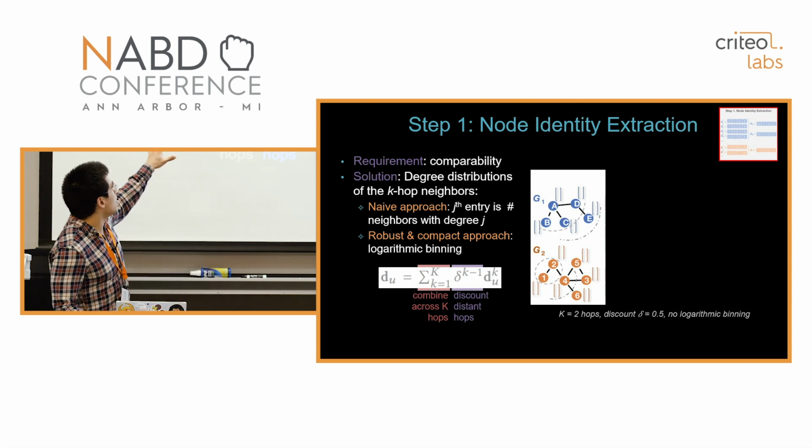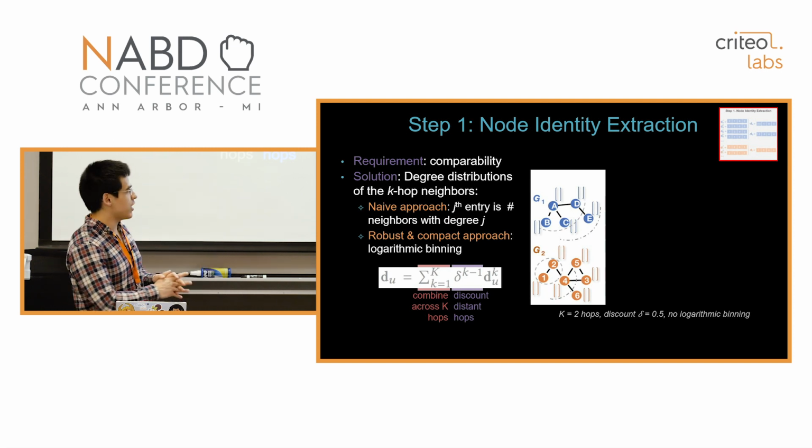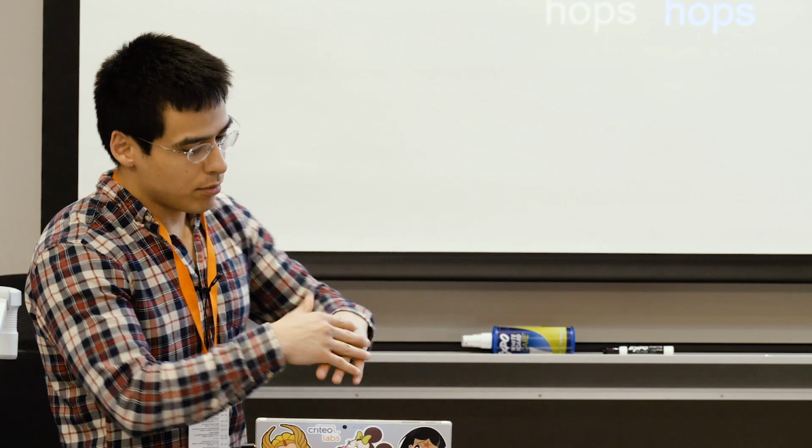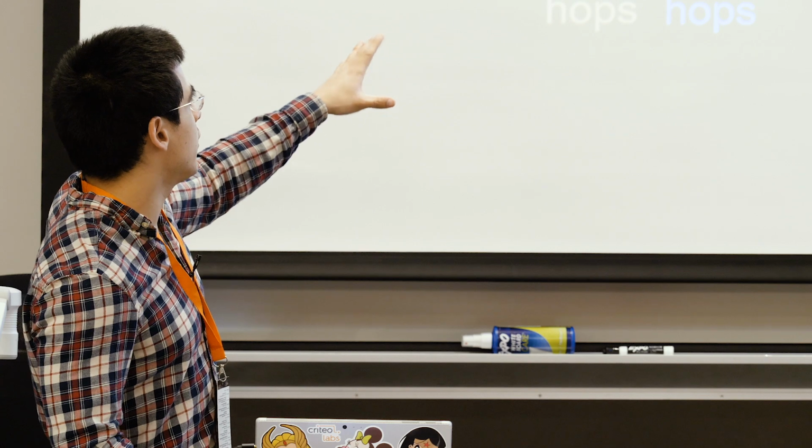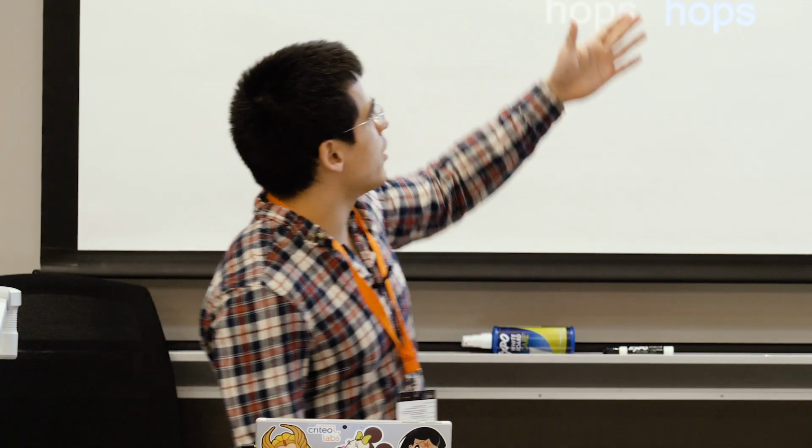As I said, we're going to come up with one of those degree distributions for each of the hop distances, for my neighbors, neighbors' neighbors, et cetera, and then combine across different hops, discounting the further away ones. So this is a little example that you can work through.